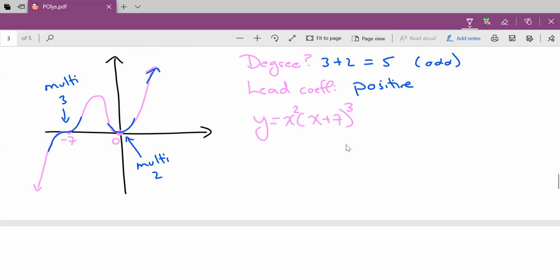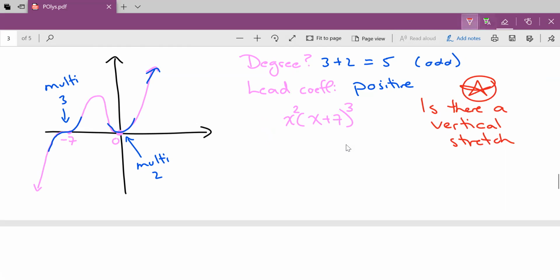There's one thing that I really need you to notice and to pay attention to when you're doing this in your lessons and on your test. We must always remember and say to ourselves, is there a vertical stretch? That's what that lead coefficient is also telling us. It's a vertical stretch. So what I'm going to do here, it's a very easy thing to forget. I'm going to put an A there. That's my vertical stretch. It's my lead coefficient.